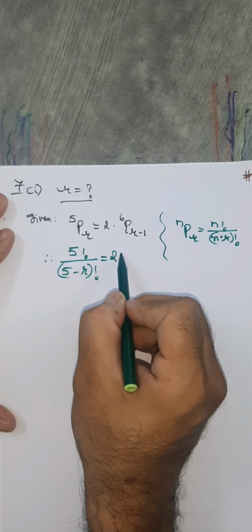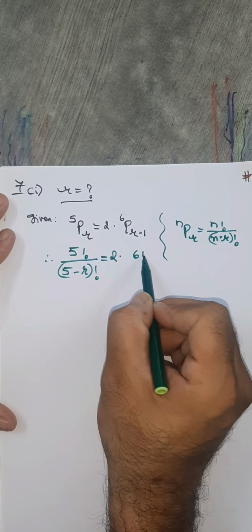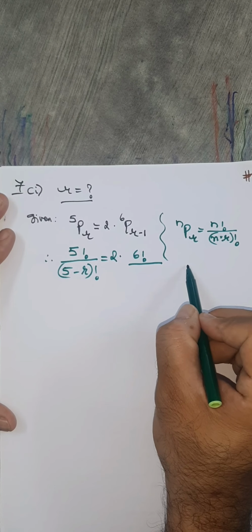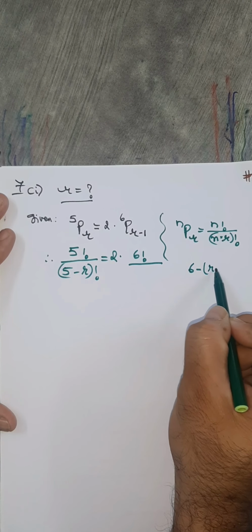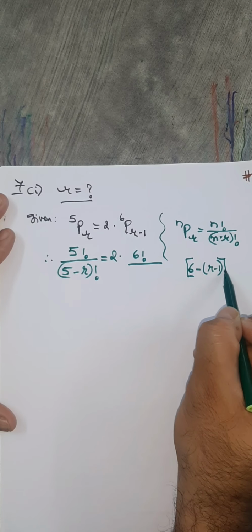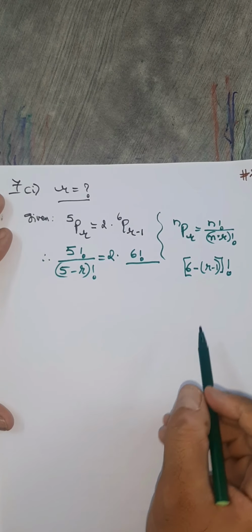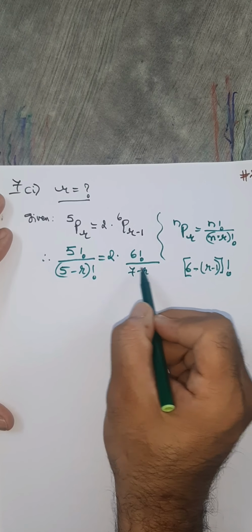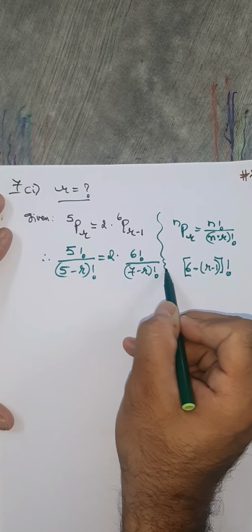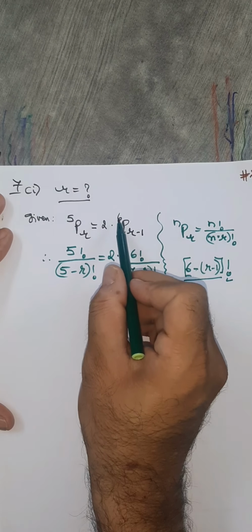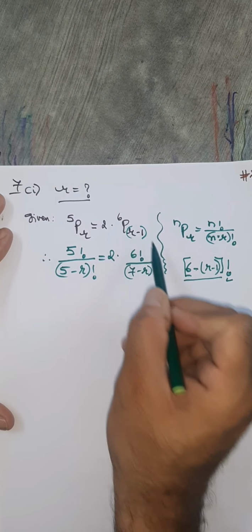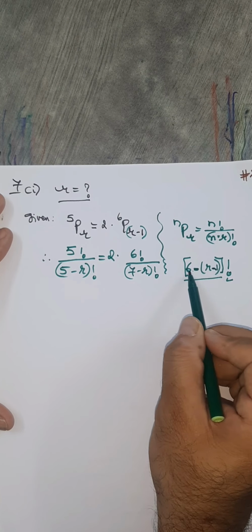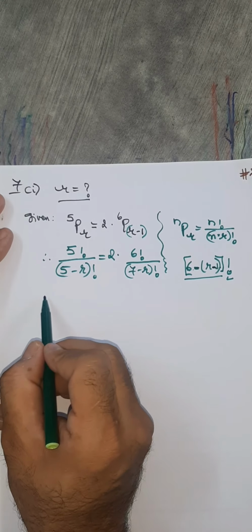equals this 2 as it is. What is this? 6 factorial upon 6 minus this. So it's like this, remember. 6 minus r minus 1, the whole factorial. So this minus minus will be plus, remember. So this is 7 minus r factorial. I hope this is clear to you. This minus this, remember. So 6 minus r minus 1. So if you open the bracket, this will be plus. So 6 plus 1, 7. Okay.